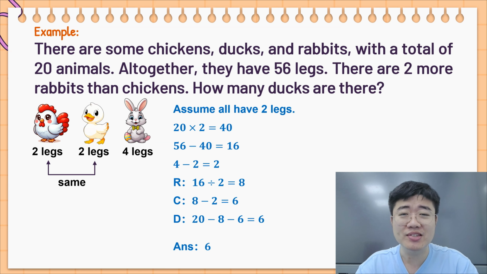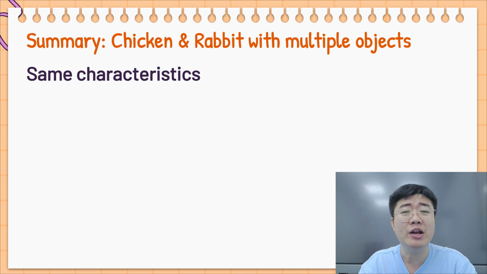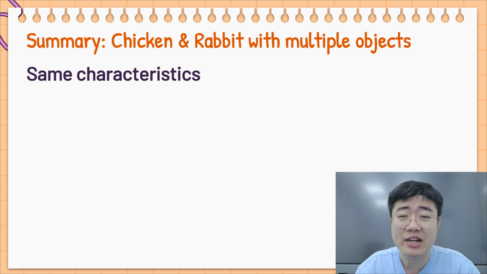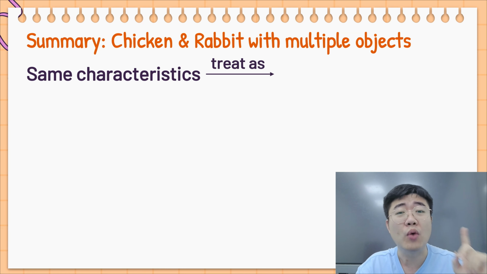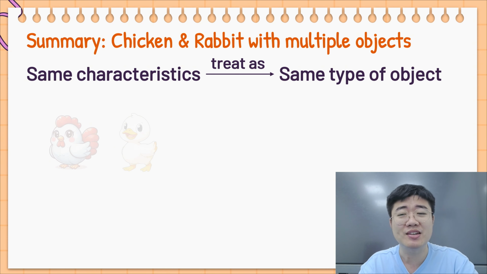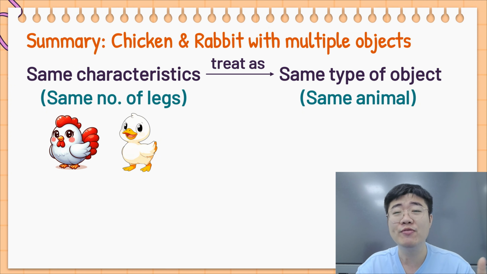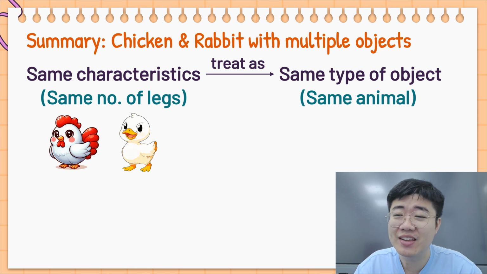So let's do a quick summary on this question here. You notice at first we got 3 objects. But when it comes to the number of legs, we can group 2 of them together, the chickens and the ducks. So when 2 animals share the same characteristics, essentially we can just treat them as one group. This becomes the same type of object. To be more specific, in this question, chickens and ducks have the same number of legs, so we treat them as the same type of animal. So after knowing this, let's solve the challenge for today.